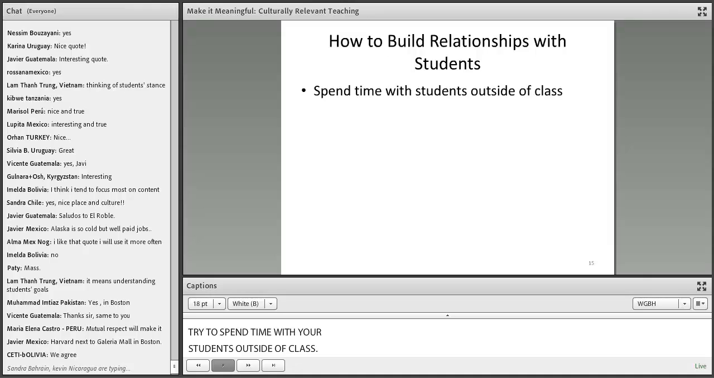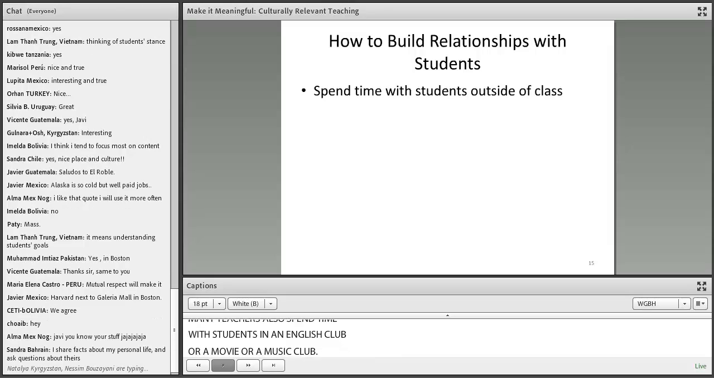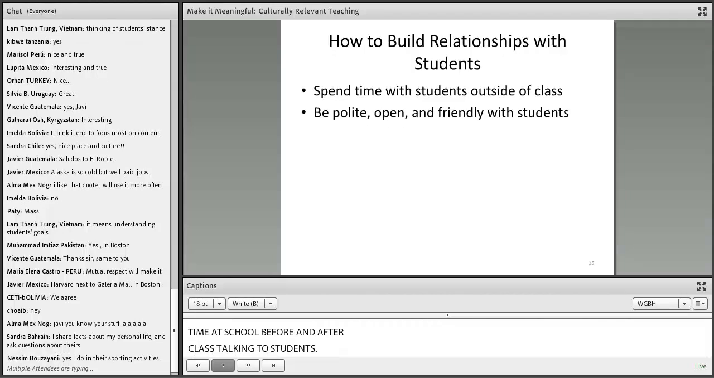If your students participate in sports, music, or drama, you can go to their performances or games. Many teachers also spend time with students in an English club or a movie or a music club. And if you don't have a lot of free time, you can just spend time at school before and after class talking to students. Try to get to your classroom early so you have time to do that.